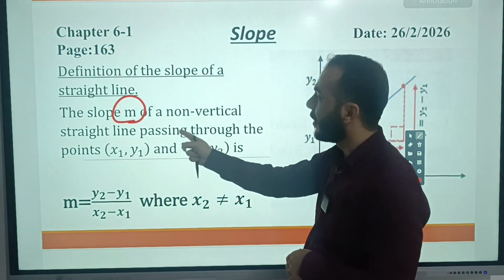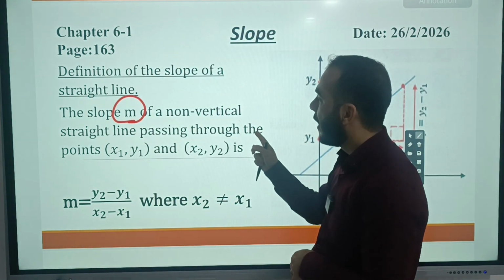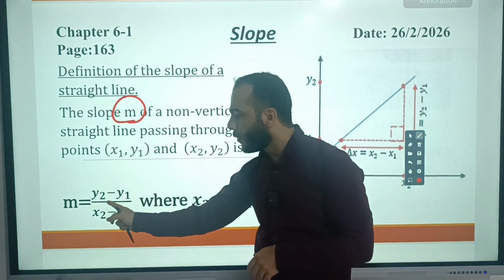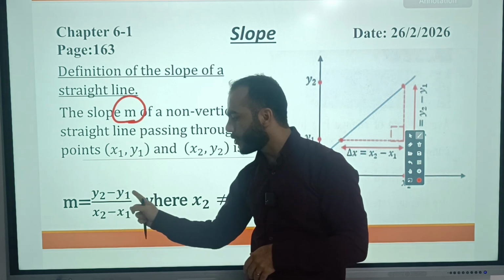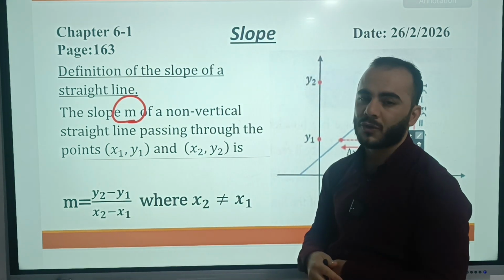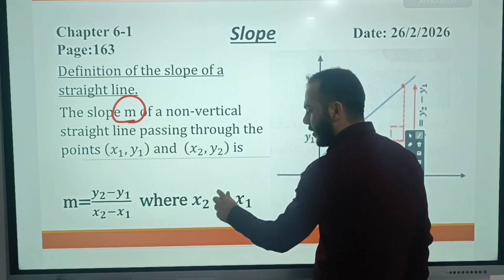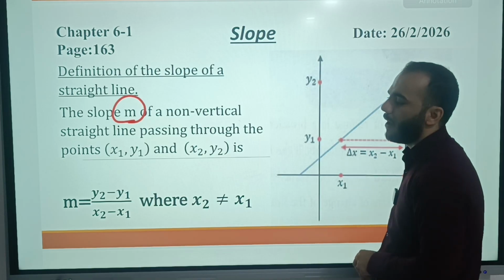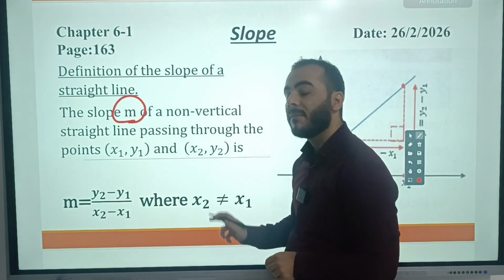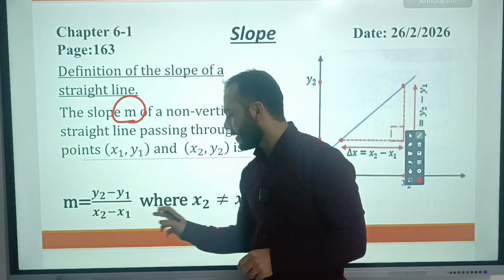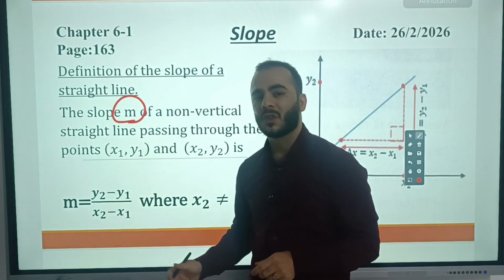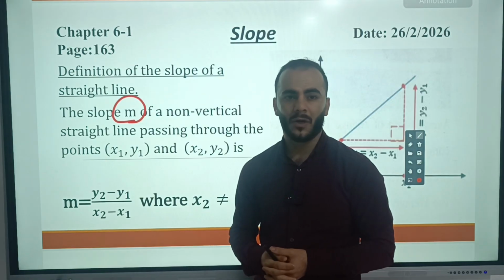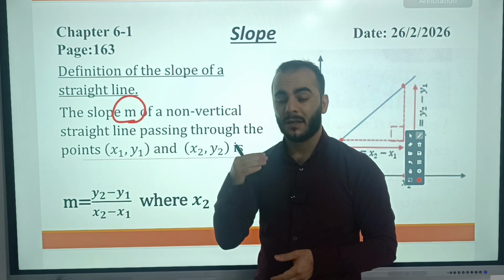The slope of a non-vertical straight line passing through the points (x1, y1) and (x2, y2) is m equals y2 minus y1 over x2 minus x1, where x2 does not equal x1. Because if x1 equals x2, then the slope would be undefined. Imagine both of them are the same number, for instance 6. So 6 minus 6 is 0, and something over 0 is undefined. That's why the x's mustn't be the same.